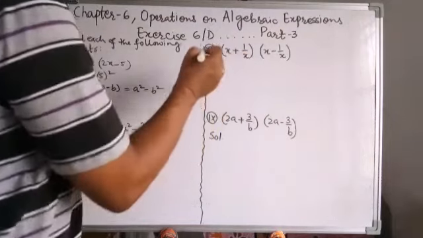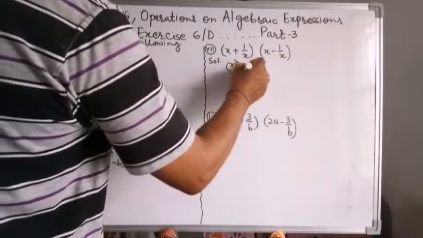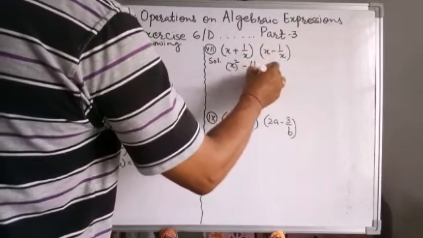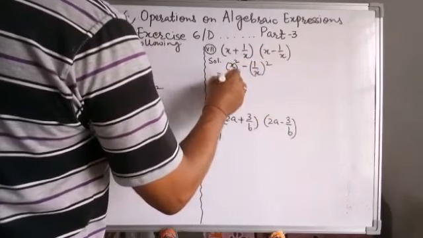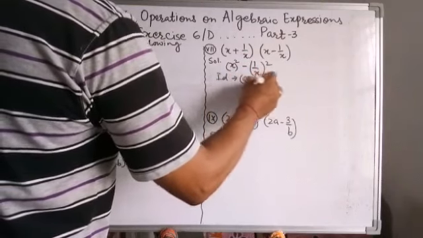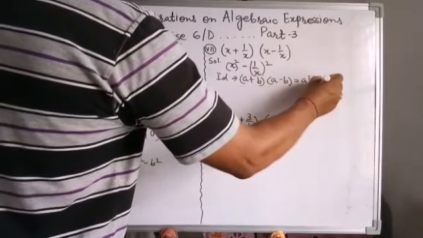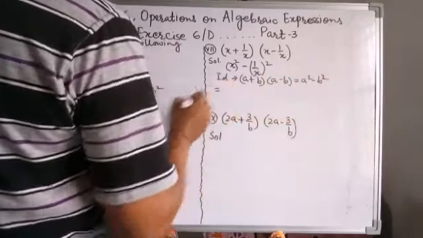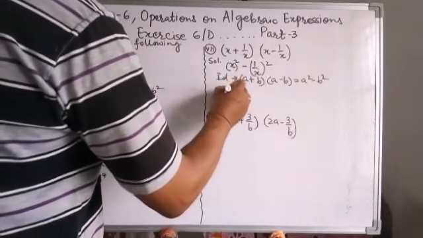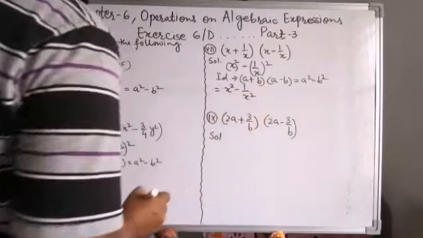Now the solution for question number 7: (x square minus 1 by x) whole square. Using the identity (a plus b) into (a minus b) equal to a square minus b square, its product is now x square minus 1 by x square.